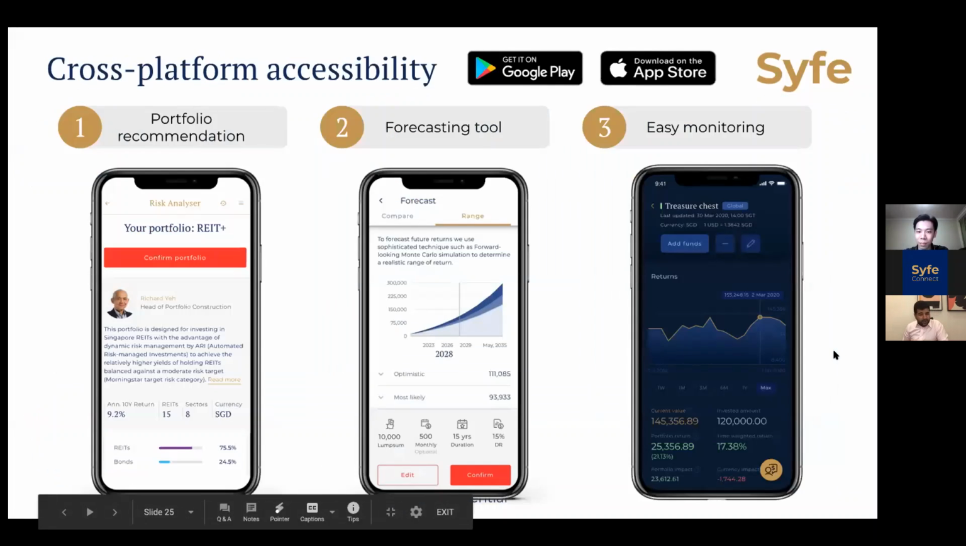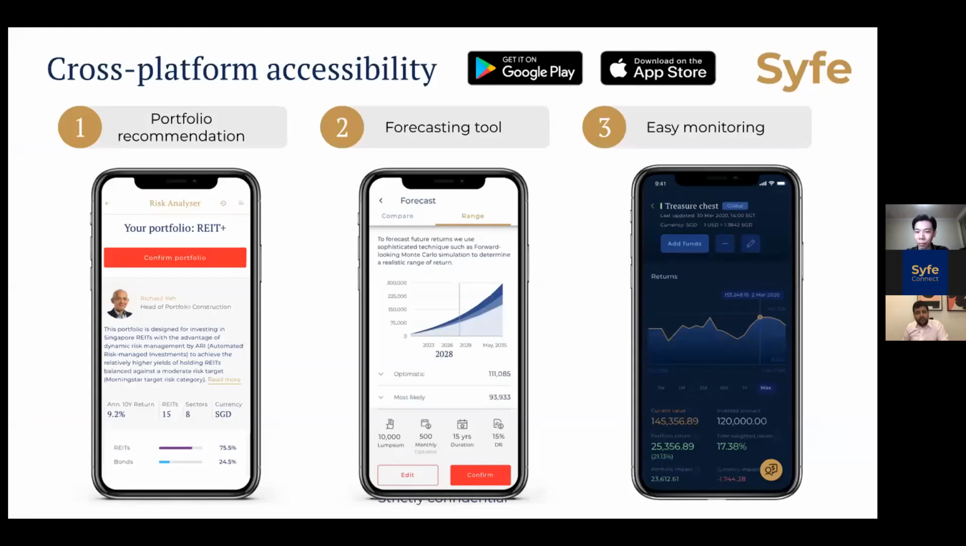The way to sign up is very easy. You can either do it through the app or through the web. It's very simple. You see a portfolio recommendation. There's a forecasting tool which you can see how it really works for you. And lastly, there's a very simple tool that can help you monitor how much you've invested, what the current value is, what's the growth, and so on and so forth. So very easy to add, very easy to remove.